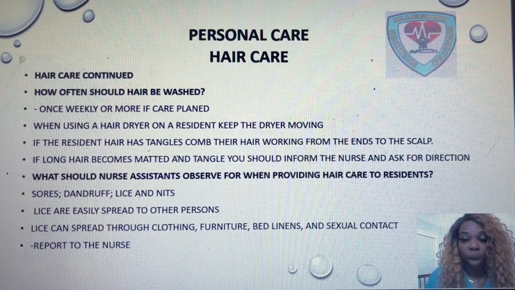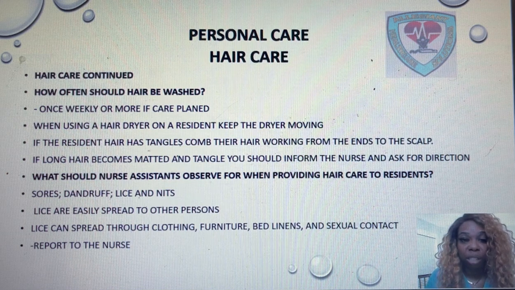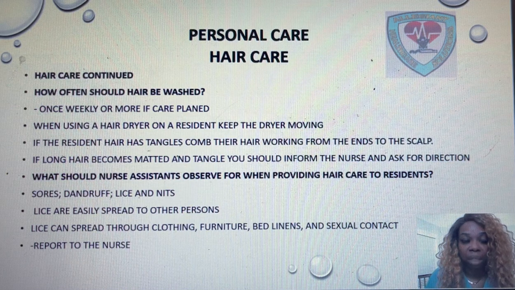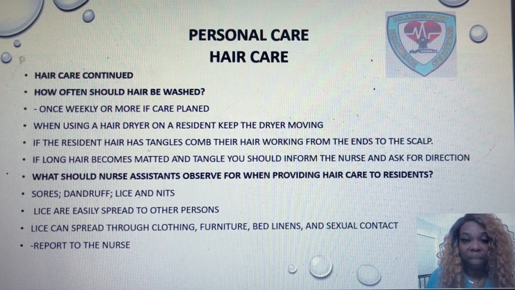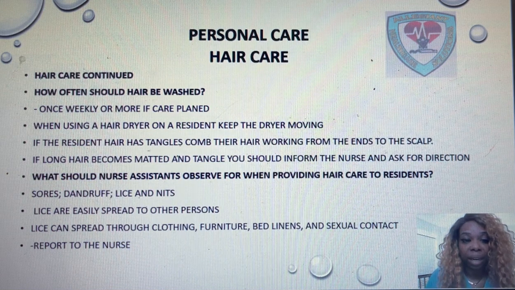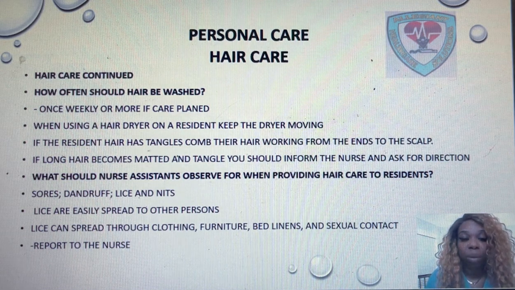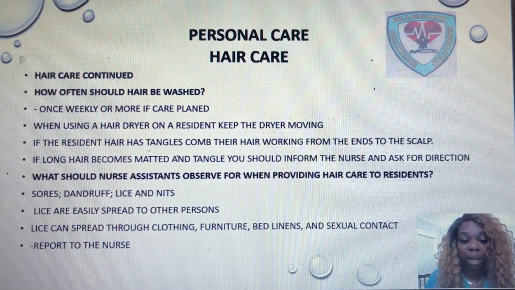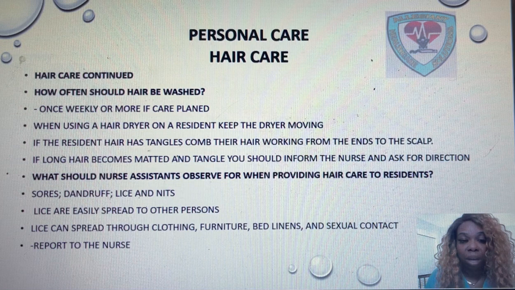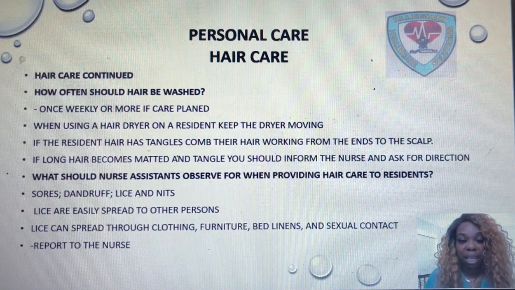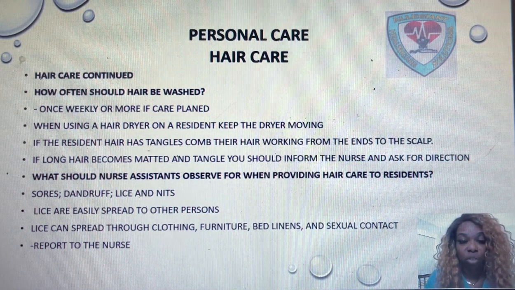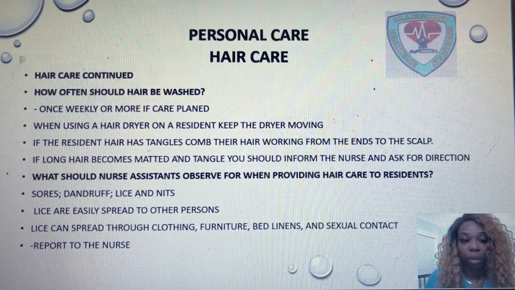How often should we wash the hair? Once again, you're going to refer to the care plan. Usually, in general, we'll wash the hair at least once a week, but that is if it's listed in the care plan. When you are drying the hair, you're going to use a hair dryer, and you want to remember to keep the hair dryer moving. You don't want to have the hair dryer in one place to cause damage to the scalp or burns to the skin. So whenever you're using a dryer to dry the resident's hair, you want to keep the dryer moving.